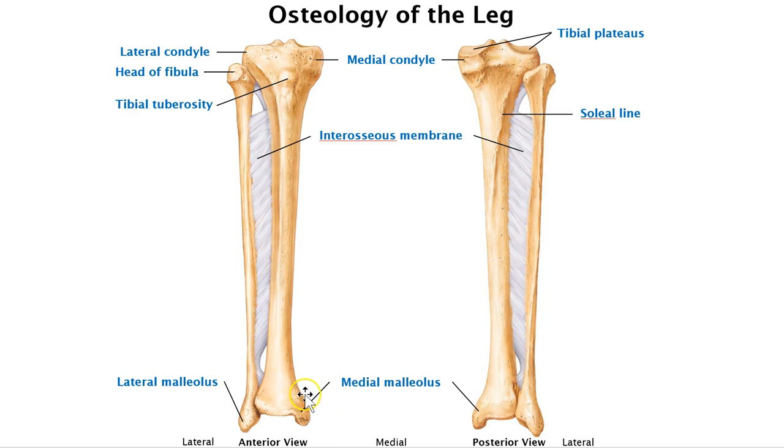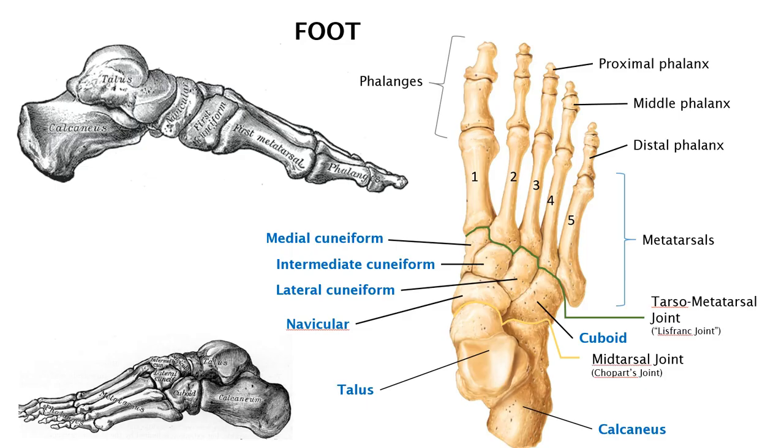In the case of the medial malleolus, structures that pass through the tarsal tunnel, which is posterior to this medial malleolus in this region, will course around the medial malleolus. And on the lateral side, the muscles in the lateral compartment will course posterior to that lateral malleolus.